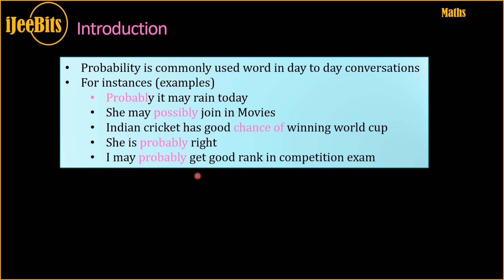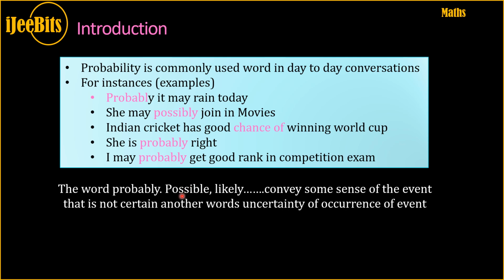I may probably get a good rank in a competition exam. Recently, I took an exam and I'm waiting for the results. What I'm saying now is I may probably get a good rank. Likely to be. So the words probably, possibly, likely convey a sense of an event that is not certain, the uncertainty of occurrence of an event. We are saying some certainty or some uncertainty, whatsoever. That is the meaning of probably when you use the keyword probably.